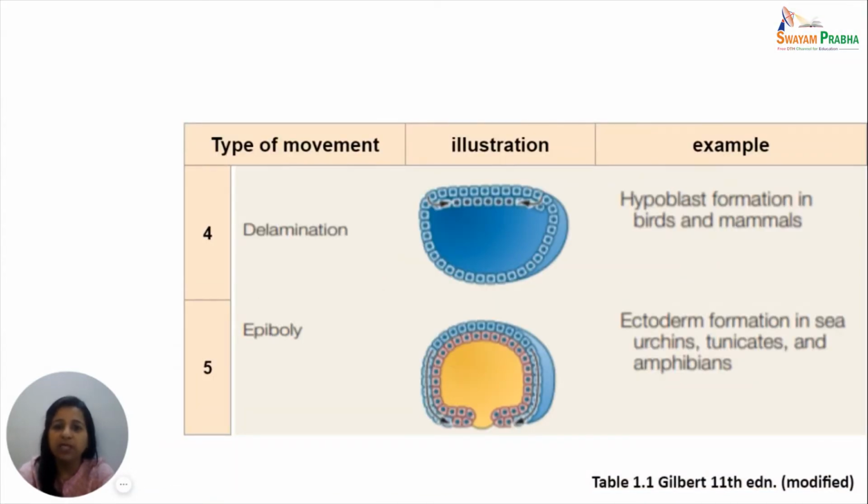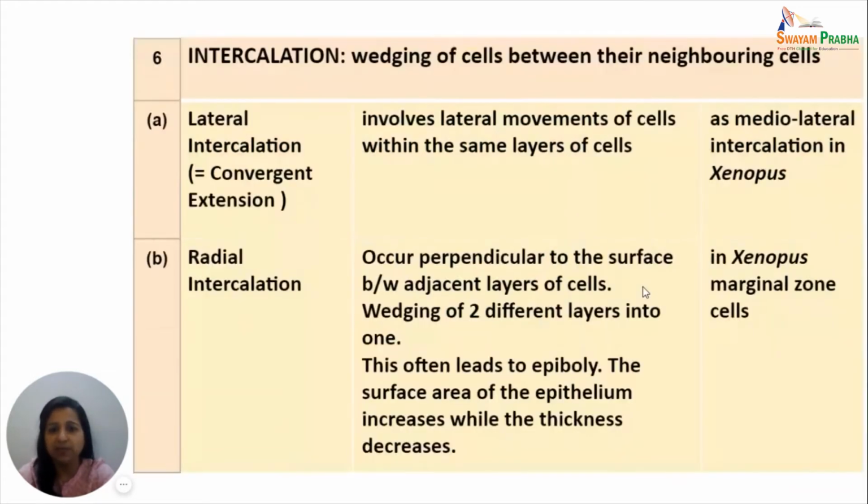The fourth type is the delamination. Delamination means when one layer divides into two. Out of these, one of the sublayers that is formed will continue growing the same way as the parent layer, while the other will grow inside. This delamination is seen during hypoblast formation in the avian embryos and also the mammals. The fifth type of gastrulation movement is the epiboly. Epiboly is the movement which is mostly seen in ectoderm formation in sea urchin embryos, tunicates, amphibians, and also in avian embryos that we see today.